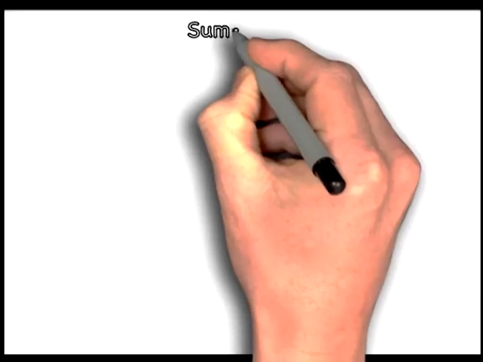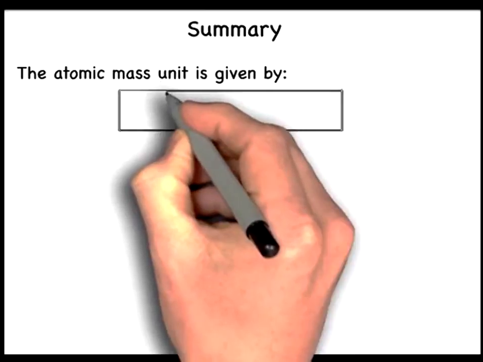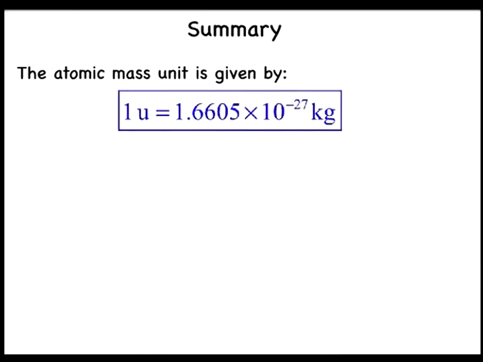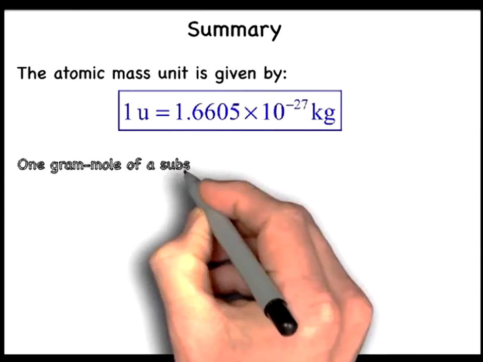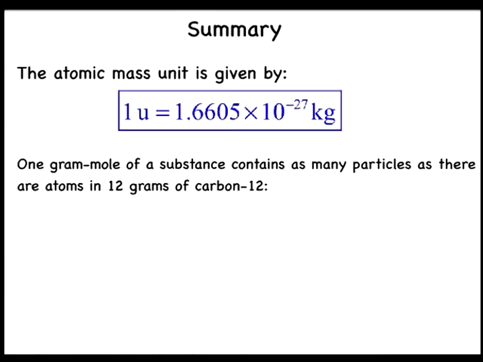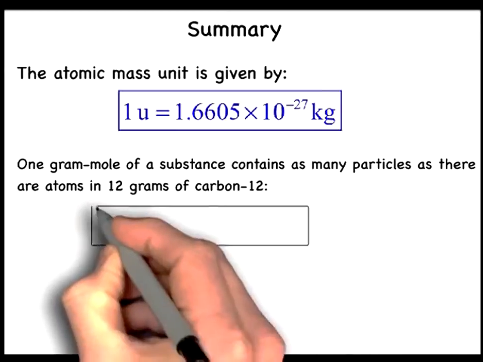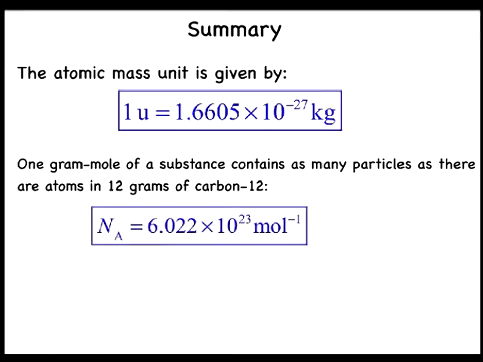In summary, the relationship between the atomic mass unit and the kilogram is 1 atomic mass unit equals 1.6605 times 10 to the negative 27 kilograms. 1 gram mole, or mole, of a substance contains as many particles as there are atoms in 12 grams of carbon-12. This number is Avogadro's number and is equal to 6.022 times 10 to the 23rd atoms per mole.